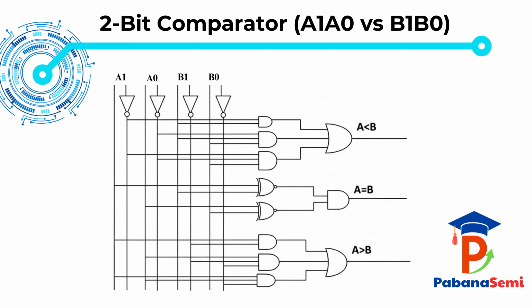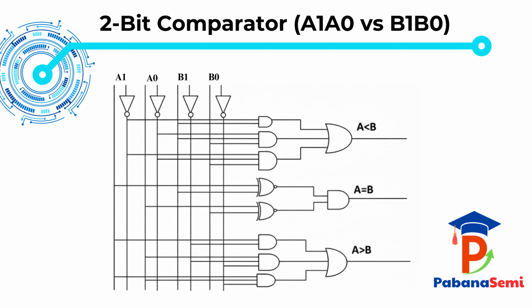Now look at the equality block in the middle. Equality requires both bits to match. So, A1 XNOR B1 generates MSB equality. A0 XNOR B0 generates LSB equality. These two outputs are ANDed together to produce A equals B.